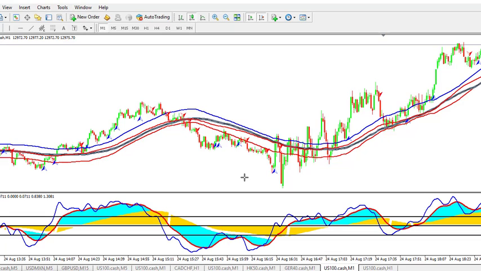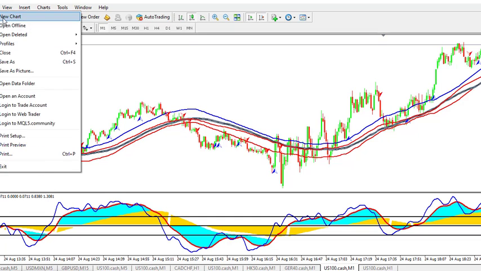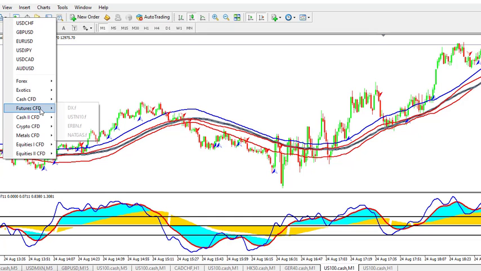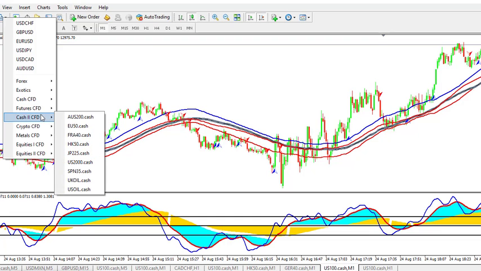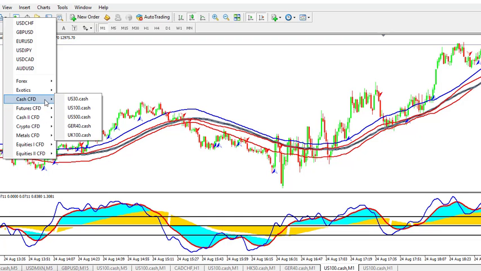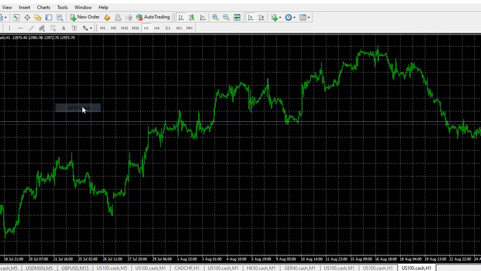Now let me open another chart so that I will show you how to set up this indicator. Kindly follow me closely so that you will not miss anything. You can use it on any indices, on Forex, on any pair at all. It's a good indicator or strategy to use for anything you want to trade.